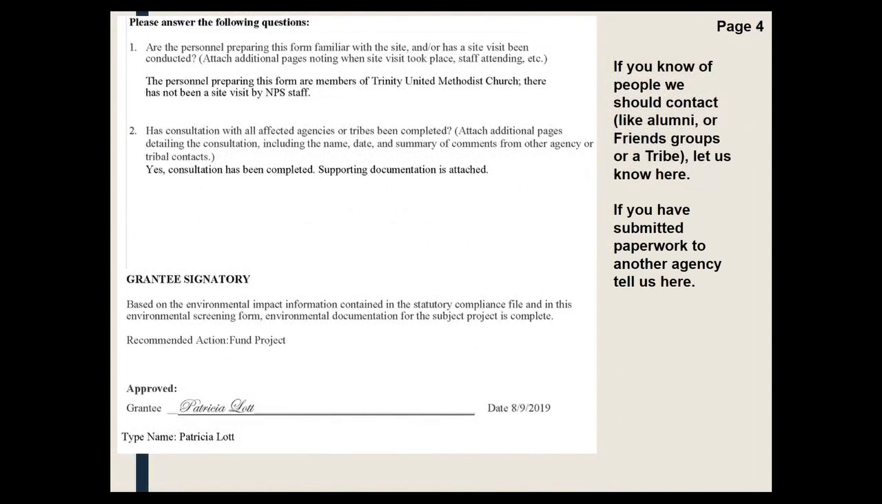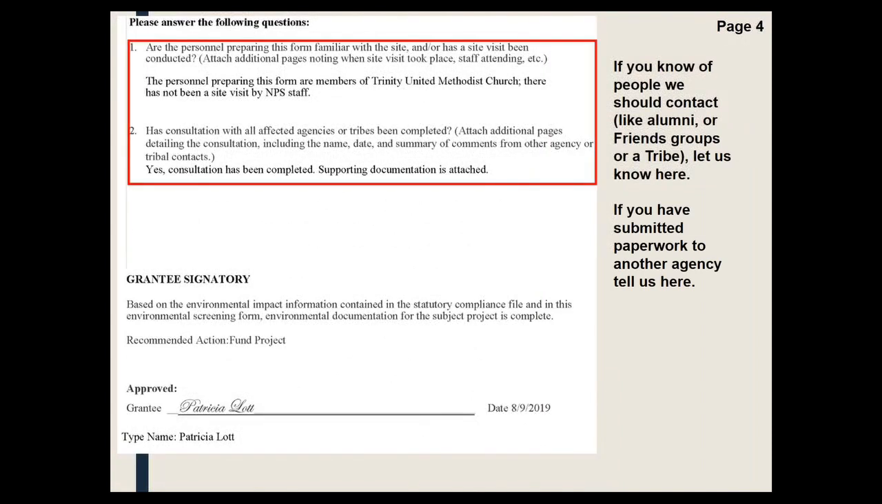The two last questions have to do with, are you familiar with the site, with the building? Do you know the location and the project? And question 2 has to do with consultation. That is where you tell us about any consulting parties. So if you know any alumni, any friends group, any tribes that should be consulted, and that you know about the project, or any other agencies also.